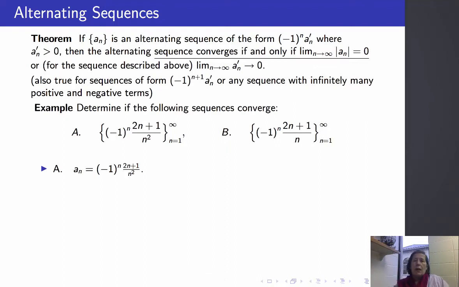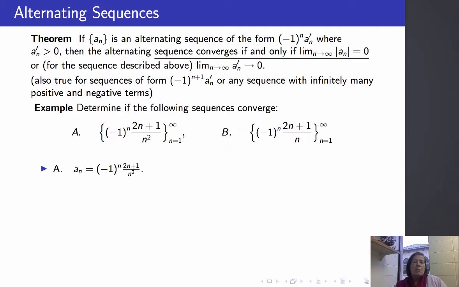Now we're going to have a look at the convergence of alternating sequences. So these are sequences which alternate between positive and negative terms, and we've seen a few, and the formula for a_n is usually (-1)^n times some positive term a_n', or (-1)^(n+1) times a_n', where a_n' is a formula for a positive number. So it's quite often simple enough to determine whether these alternating sequences converge or not.